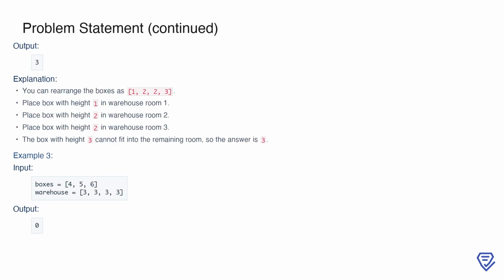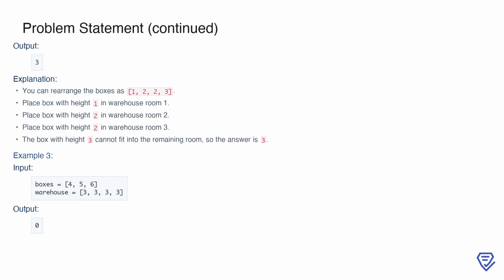Here's another example. If boxes equals 1, 2, 2, 3, and warehouse equals 3, 4, 1, 2, you can rearrange the boxes as 1, 2, 2, 3. The box with height 1 can be placed in the first room with height 3. The next box, with height 2, can fit into the second room with height 4. Another box of height 2 can fit into the fourth room with height 2. However, the box with height 3 is too tall to fit into any remaining room. As a result, the maximum number of boxes that can be placed is 3, and the output is 3.